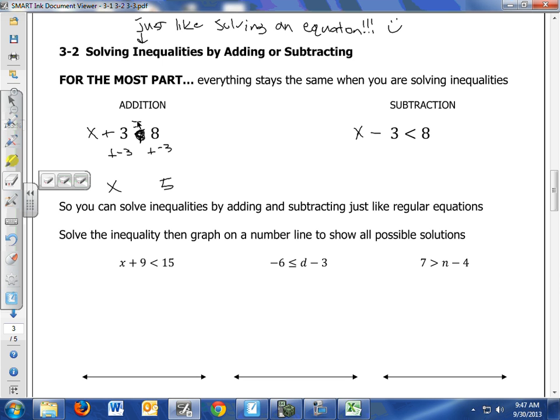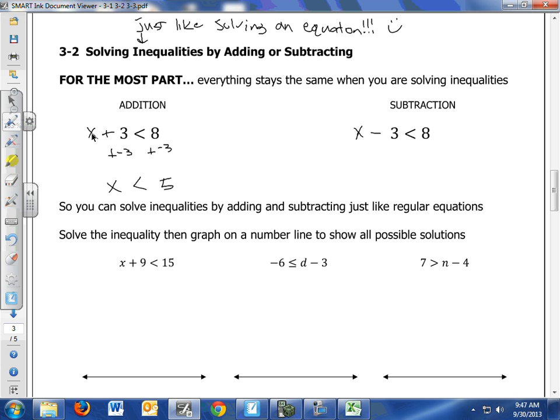Well, instead of that equals to symbol, we have this less than symbol. But what's great about inequalities is that the same fundamentals and theorems of things being balanced with equations also apply to inequalities. We can solve them just like equations. So our solutions for x are any number that's less than 5. That would satisfy this inequality.